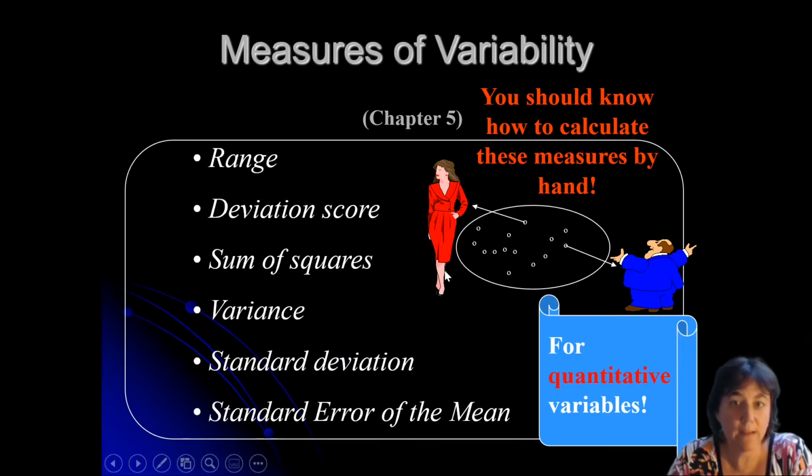Let's look at the different measures we will talk about. I know there is a bunch of them, but basically, starting from deviation score and ending with standard deviation and standard error of the mean, this is all the same story, only different chapters in the same book. Now, we have to note that all the measures of variability can be calculated only for quantitative variables.